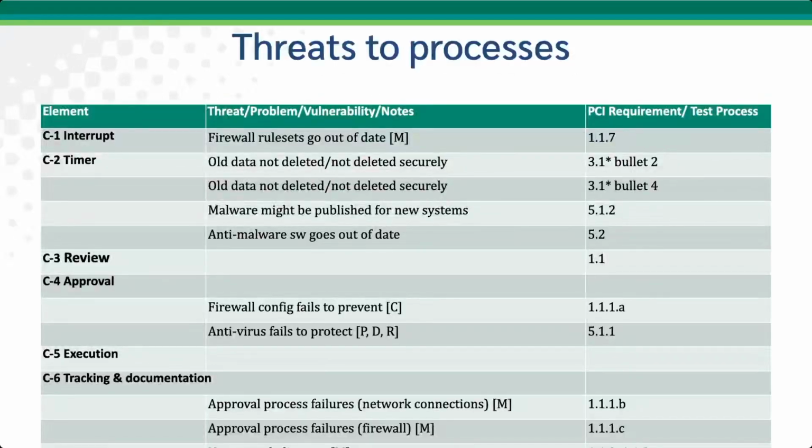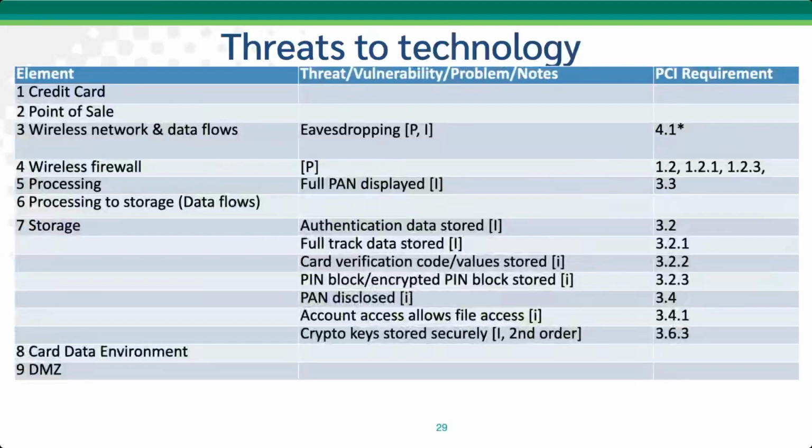And so the threats in this model I break out into threats to the process and threats to the technology. And I'm not going to walk through this table line by line, but threats to element C1, those interrupts, are that the firewall rule set goes out of date. And so PCI requirement 1.17 applies to that. There's some timers. For example, there's a threat that old data is not deleted or not deleted securely, which is covered by PCI 3.1 bullet 2. And so we can think about these threats to processes. We can think about threats to the technology.